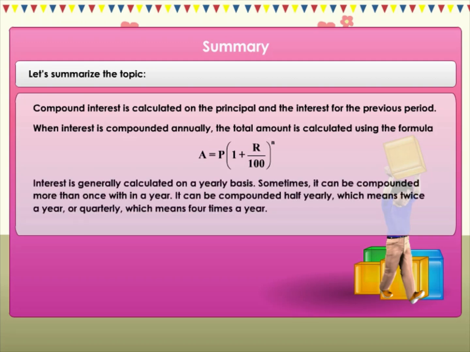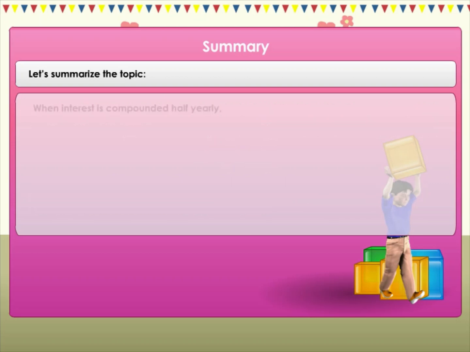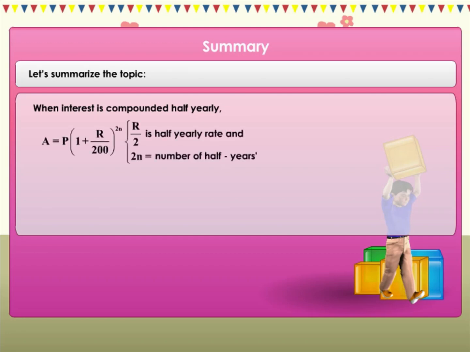Interest is generally calculated on a yearly basis. Sometimes it can be compounded more than once within a year. It can be compounded half-yearly, which means twice a year, or quarterly, which means 4 times a year. When interest is compounded half-yearly, A is equal to P into 1 plus R by 200, the whole power 2n, where R by 2 is half-yearly rate and 2n is equal to number of half-years.